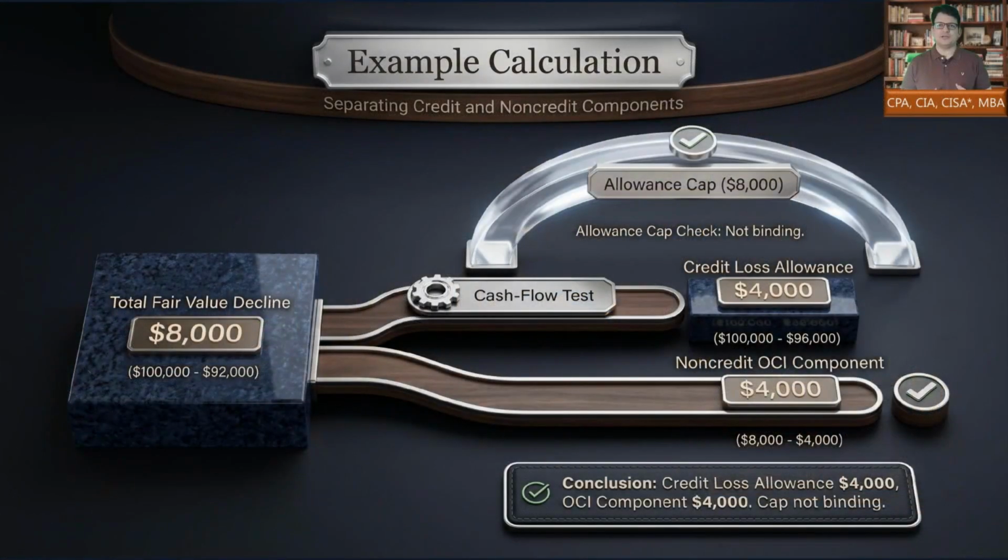The total fair value decline is 100,000 minus 92,000, which equals $8,000. The credit loss from the cash flow test is 100,000 minus 96,000, which equals $4,000. The fair value shortfall cap is $8,000. Since the $4,000 credit loss is below the $8,000 cap, the cap is not binding. The remaining non-credit OCI component is 8,000 minus 4,000, which equals $4,000. So the allowance is $4,000 and the non-credit decline in OCI is also $4,000.